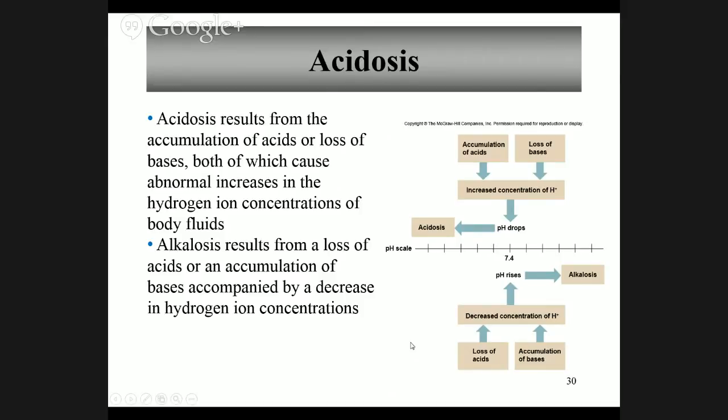Acidosis results from the accumulation of acids or loss of bases, both of which cause abnormal increases in the hydrogen ion concentration of body fluids. So the more acidic, more hydrogen ions, lower pH, your pH drops, it's acidosis. Alkalosis, on the other hand, results from a loss of acids or an accumulation of bases, accompanied by a decrease in hydrogen ion concentrations. So you have accumulation of base, loss of acids, decreased concentration of hydrogen ions, pH rises, and that's alkalosis.